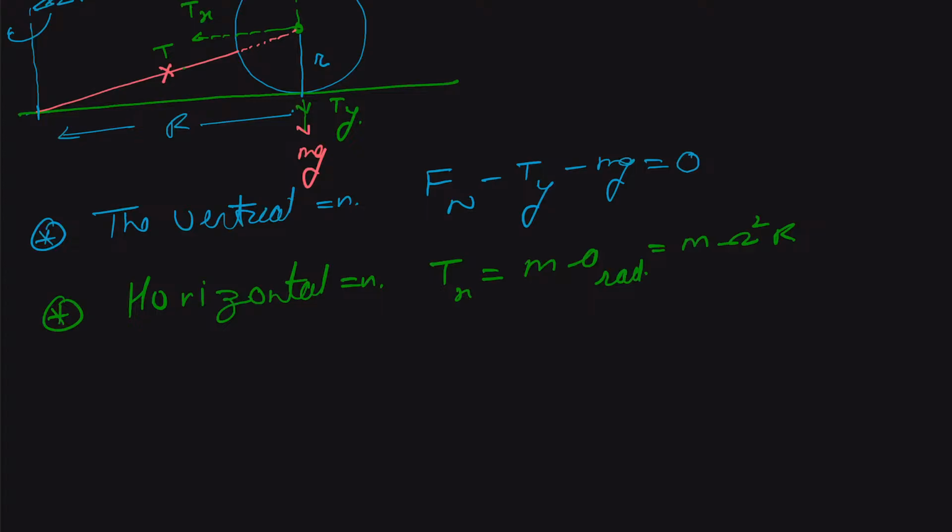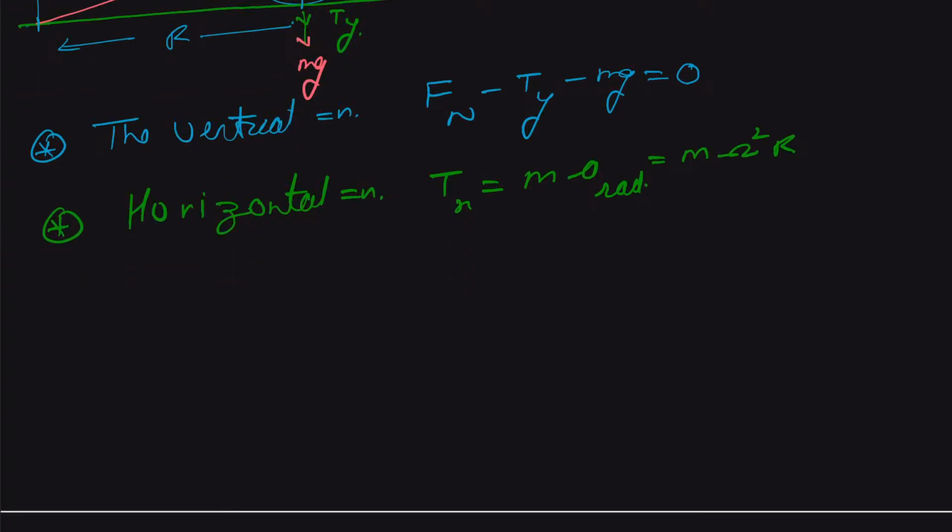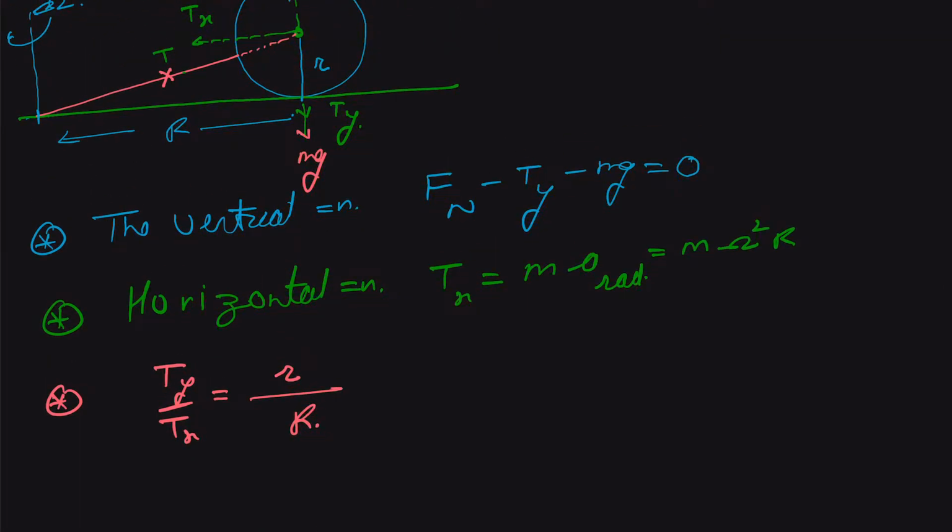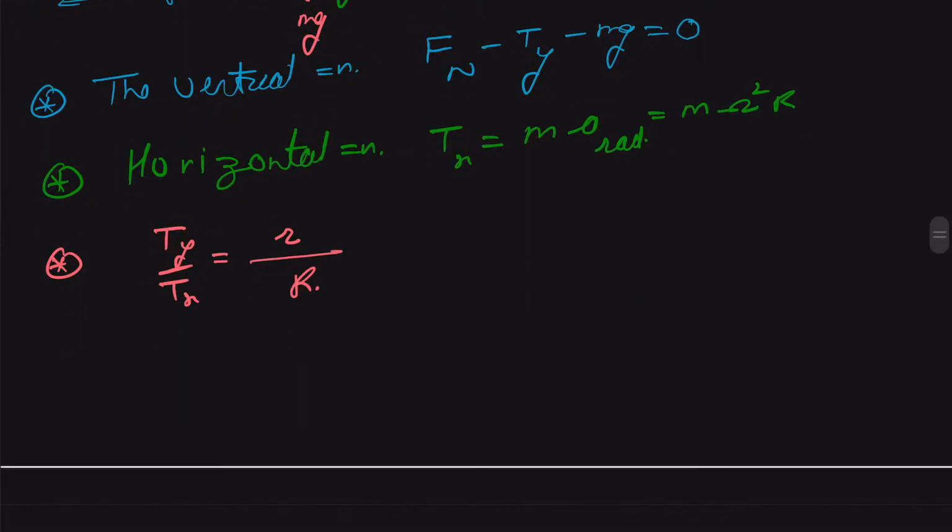And we can find out the ratio of this Tx as well as Ty, and therefore we can say that Ty upon Tx will be equal to small r upon capital R. Mathematically, this is true. But our T of y is in the downward direction, so we can just put it negative, or let us move the negative to the other side.